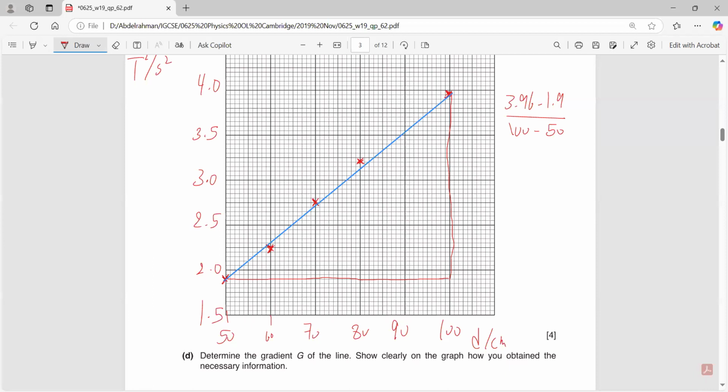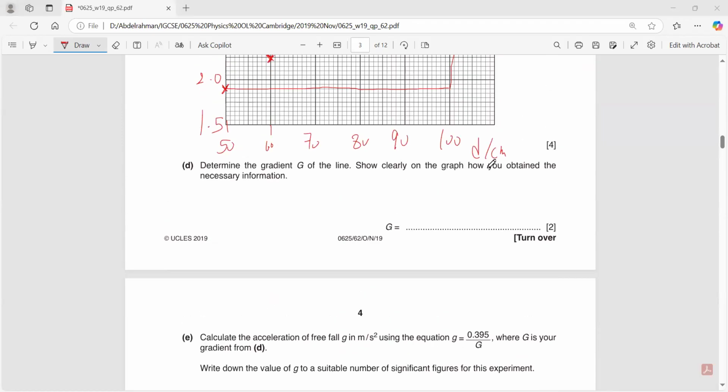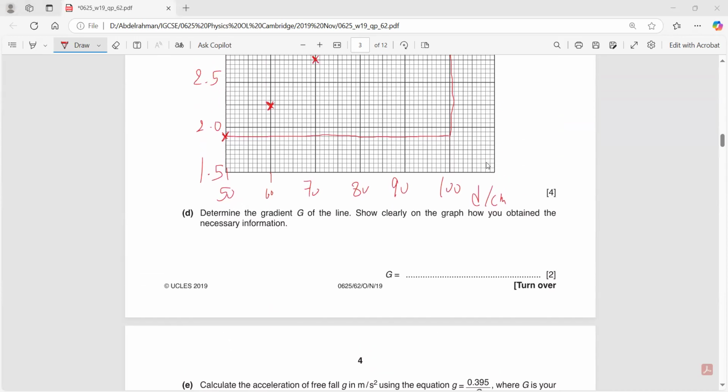Okay, I'll just remove this line and I'll write this down in this space below. So 3.96 minus 1.9 over 100 minus 50. This gives you a gradient of 0.041. Yes, you do have a range.